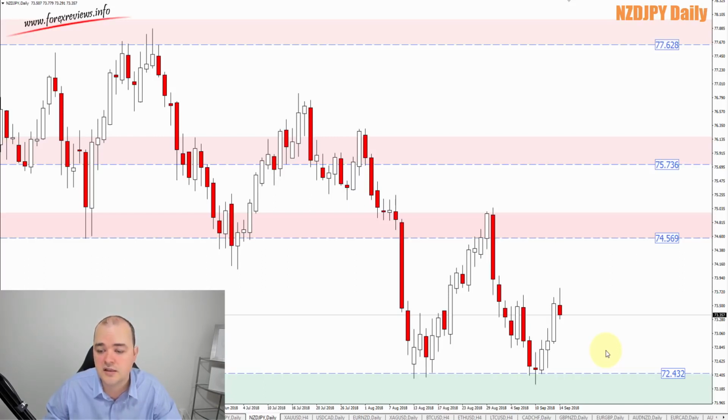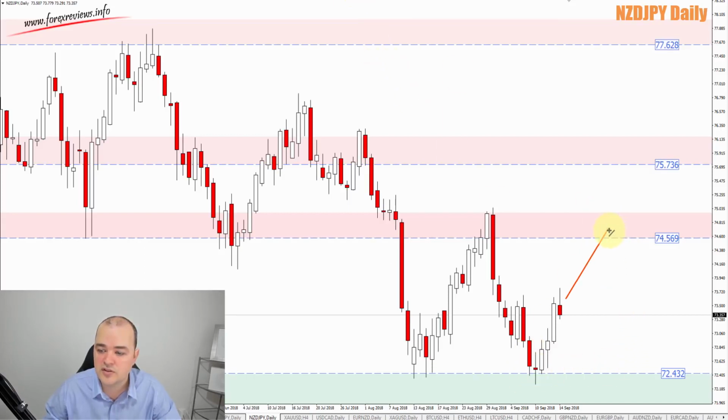What I'd like to highlight is that potentially this market may continue to the upside, potentially all the way up to the 74.56 zone area. So what I'd like to highlight is that the 74.56 zone area is a potential long-term trade area to the upside for all those people holding a buy trade on this market from the 72.43 zone area.